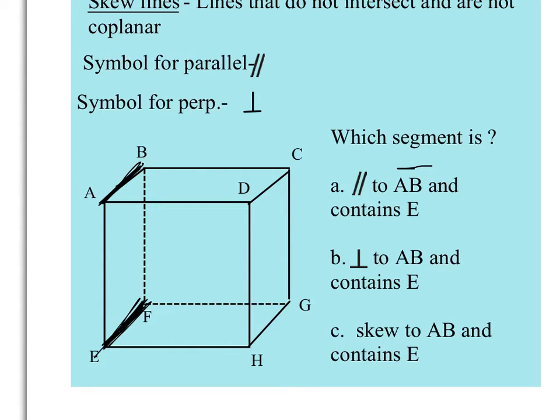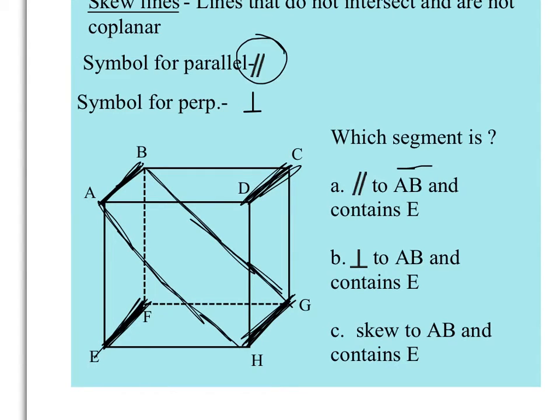Now other lines in this cube that are parallel to AB are like CD, on the same plane as AB. But also, this is one people don't notice, GH is also parallel to AB because although there's not a plane drawn, I could create a little plane right there. So parallel lines are lines that don't intersect and are on the same plane, and here's the symbol for parallel right here. So we would say AB is parallel to CD. Know the symbol for parallel.